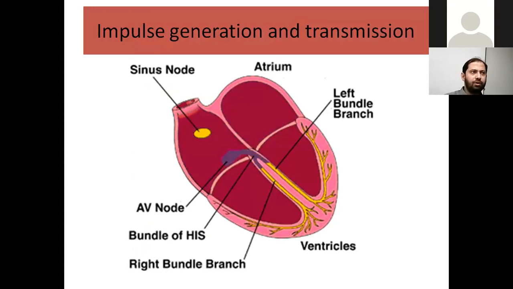So you should know about the impulse generation and transmission, how the impulse is generated from the SA node, and then it comes to the AV node, and from the AV node it propagates through the right bundle branch as well as the left bundle branch to different areas of the ventricles.